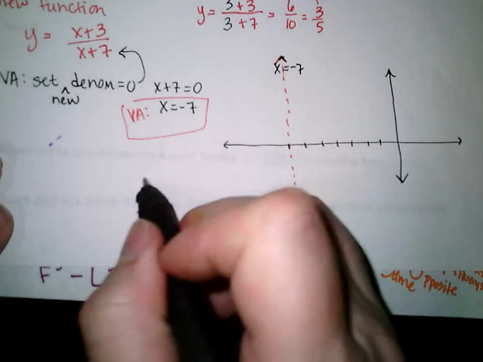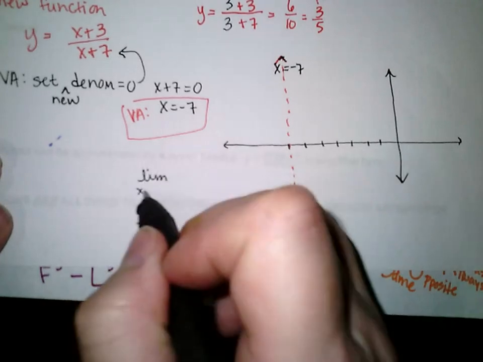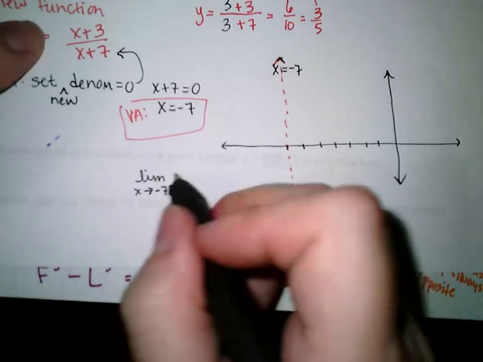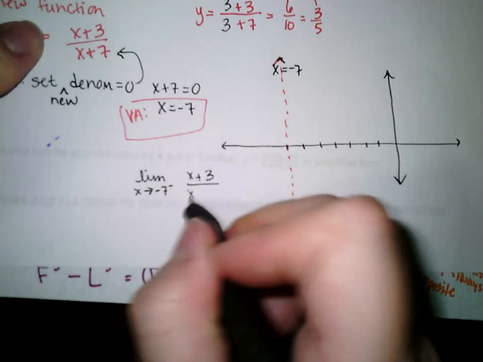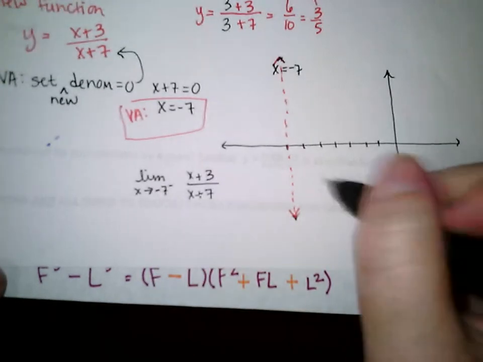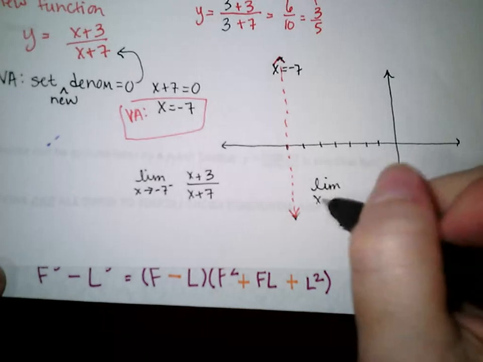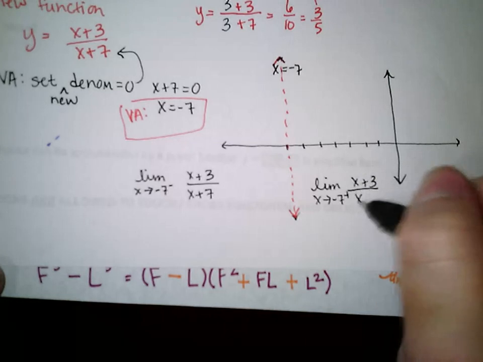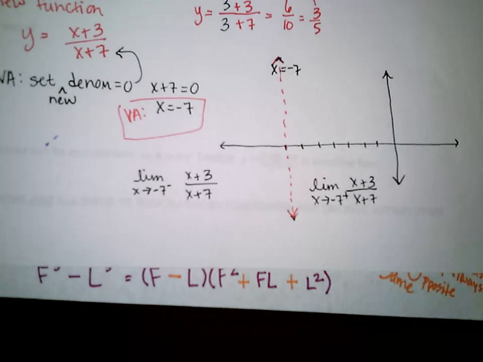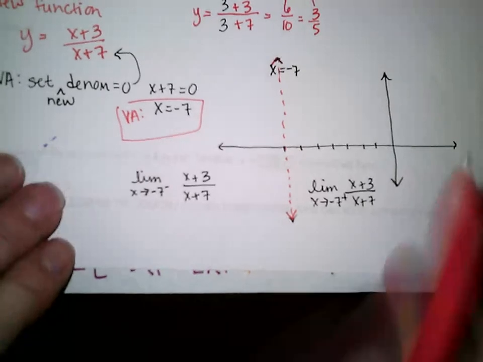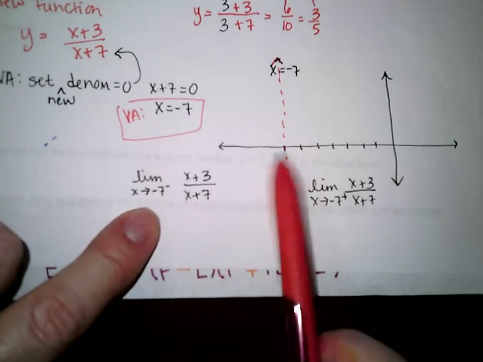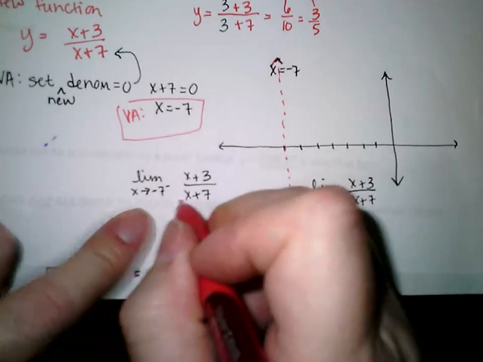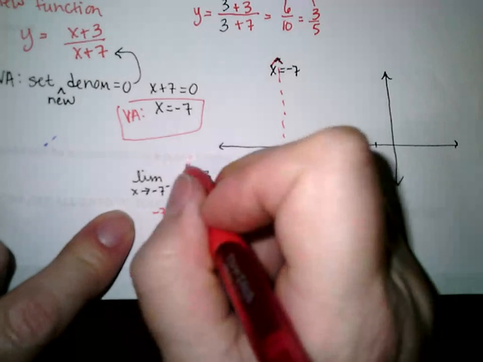So on the left, we'll be looking at the limit as x approaches negative 7 from the left of our function, which is x plus 3 over x plus 7. And then on the right side, we want to look at the limit as x approaches negative 7 from the right of x plus 3 over x plus 7. So remember that when we do that, we're going to pick a number that's a little bit on the left-hand side of negative 7, like negative 7.01. And that's what we're going to plug in for the x value.